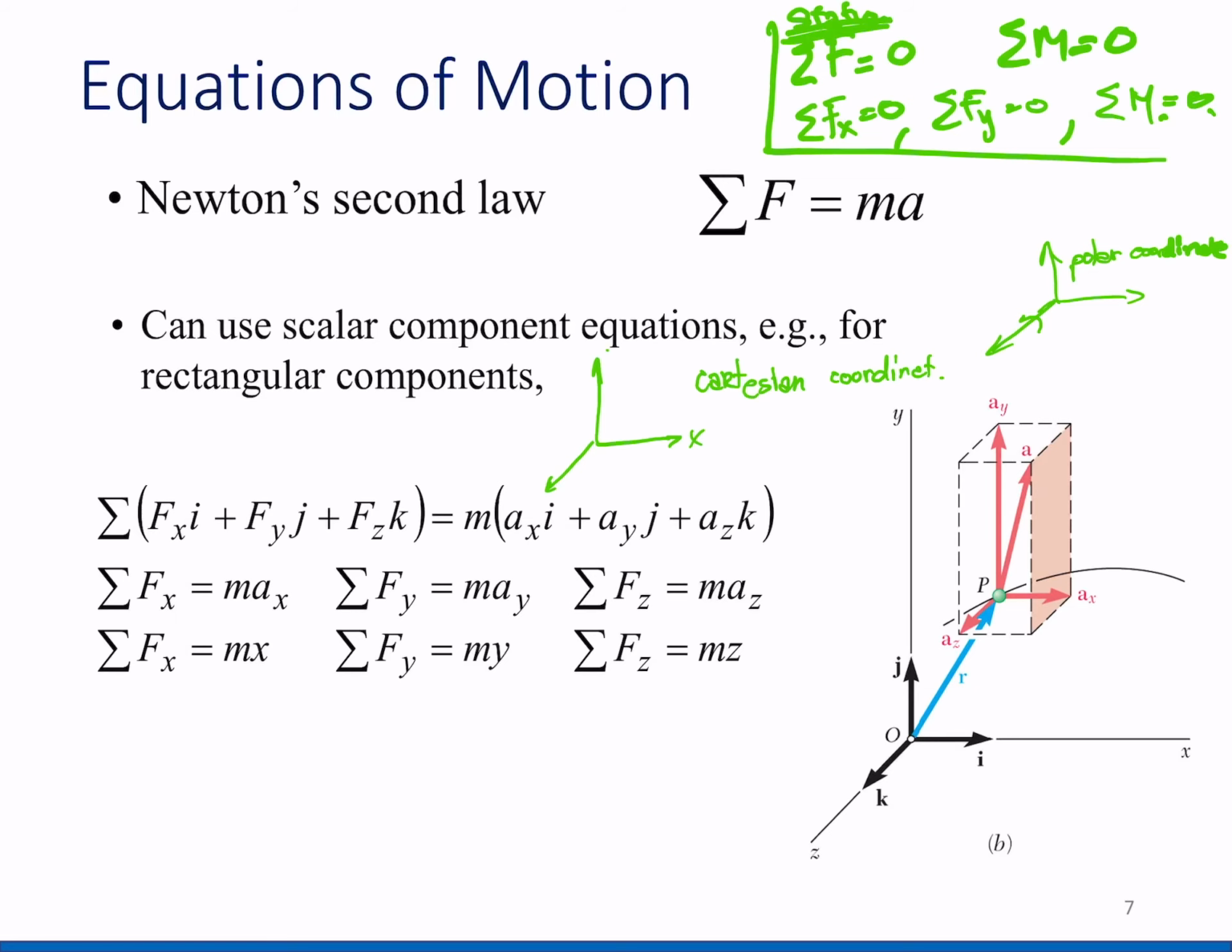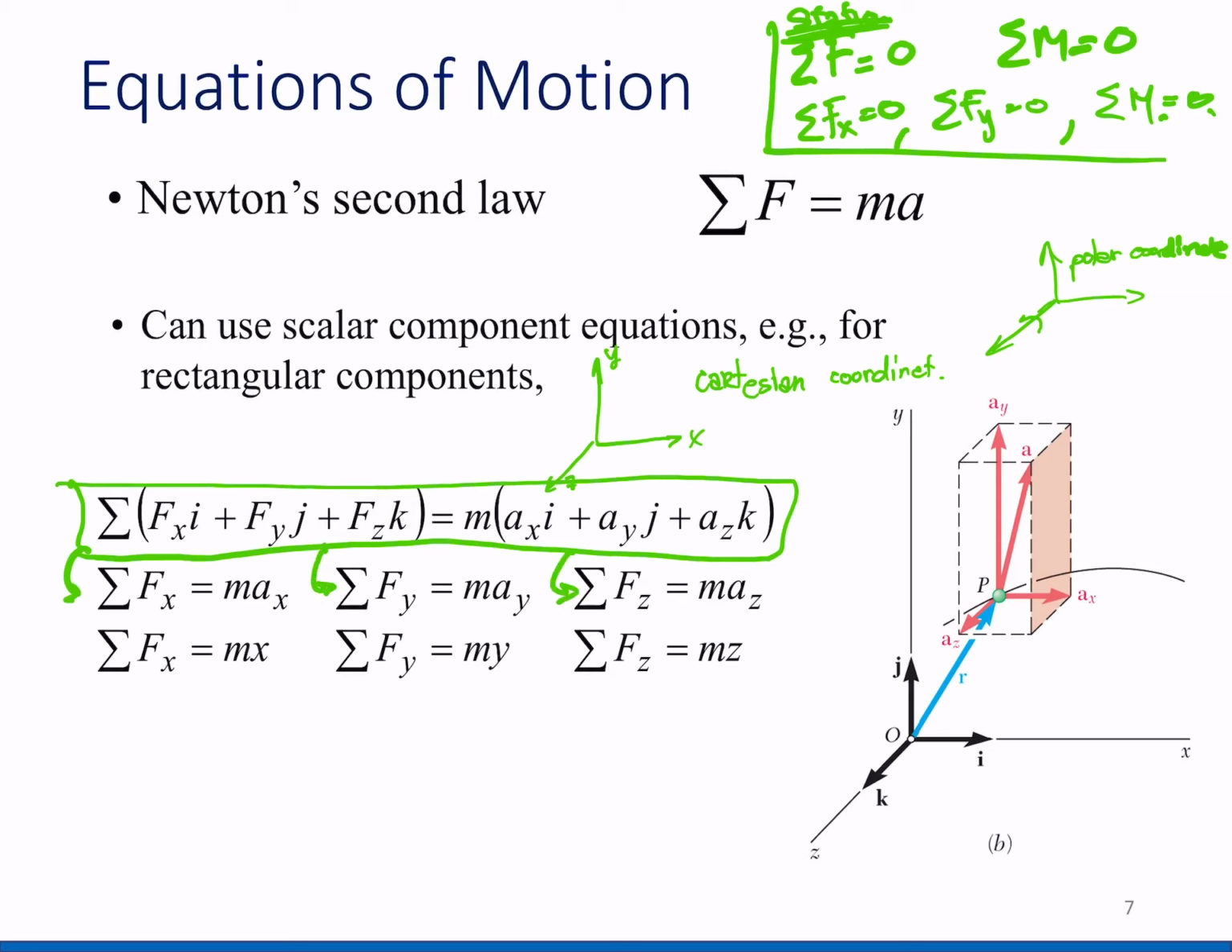And here we have x, y, z, and then you can see that in the second Newton law, we can use the scalar component equations. For example, for the rectangular components here, you can also have something like this. Because our force is in the coordinates of 3 axes here, we have force in x, force in y, force in z, and then we have acceleration in x, in y, in z, and out of this you can also decompose this into different equations here.